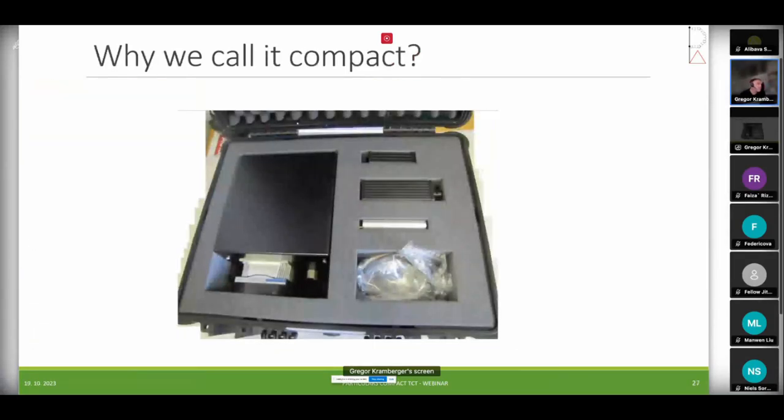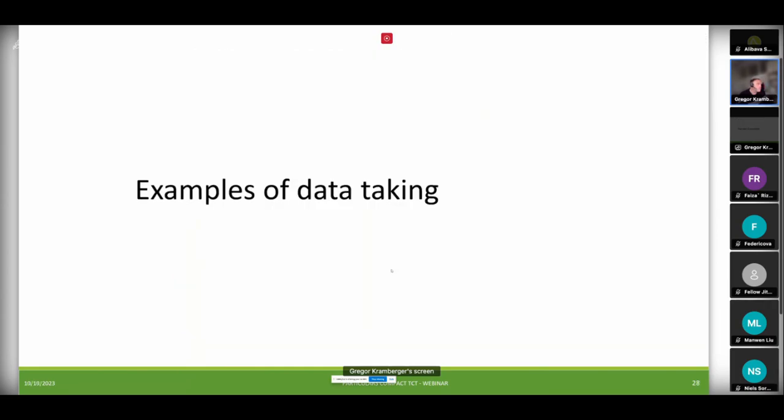Let me move on. Why do we call it compact? It's shown here. Everything comes in such a suitcase. This is the digitizing board, which is not really part of it, but you can get one, or you use an oscilloscope, and the rest is really well packed. If you have batteries, even the power supply comes inside. If you use the batteries for demonstration, it comes here. So you can take it, and it's a very powerful measurement technique in one small box.